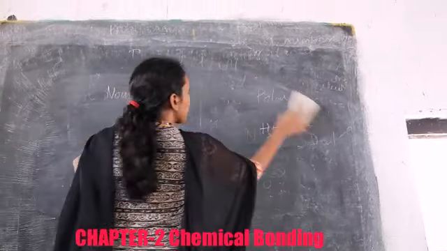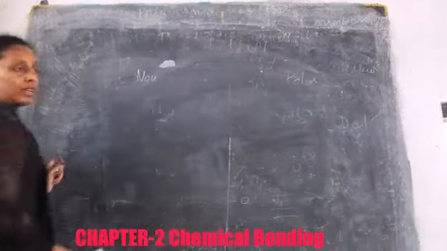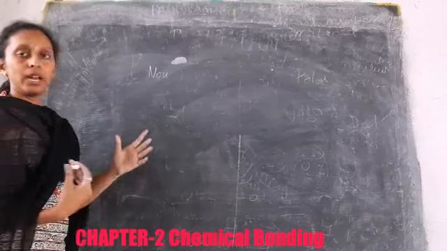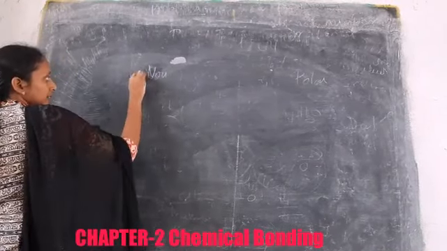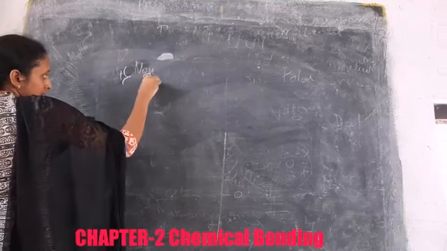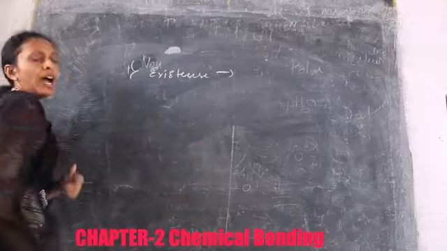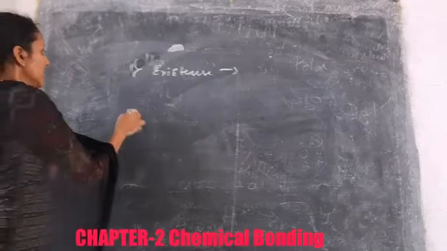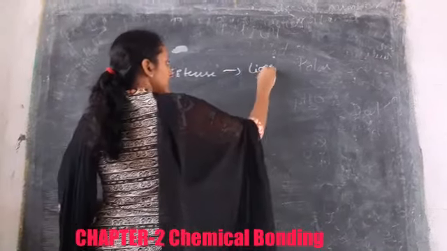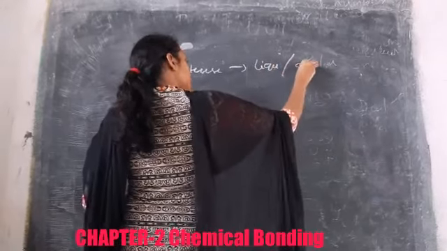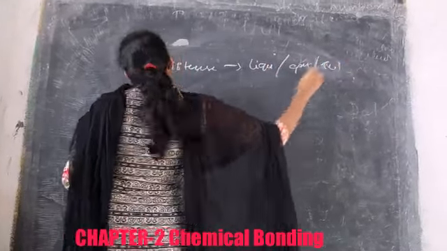Next one is, what are the characteristics of this covalent compound? First one is the state of existence. So these exist in the form of liquids or gases, and some are solids also. So liquids or gases or solids.